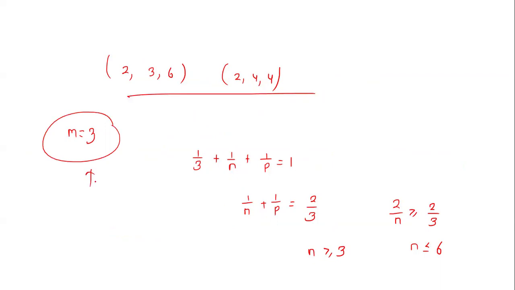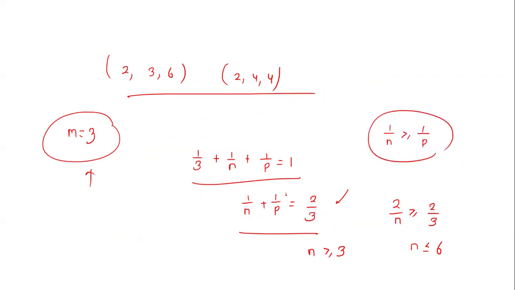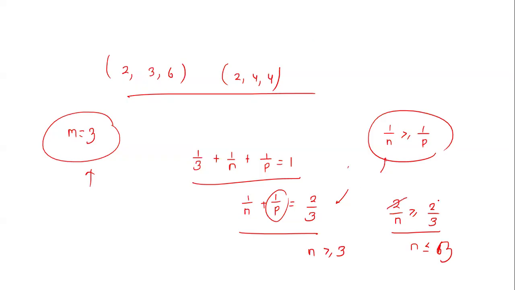Now if we move to the m is equal to 3 case, then we have this, and then after simplification it will give 1 by n plus 1 by p is equal to 2 by 3. And similarly, I have this relation in 1 by n and 1 by p. So if I replace 1 by p with some greater quantity 1 by n, then I have this relation. And from here you can see that this 2 and 2 cancel, and n must be less than or equal to 3.